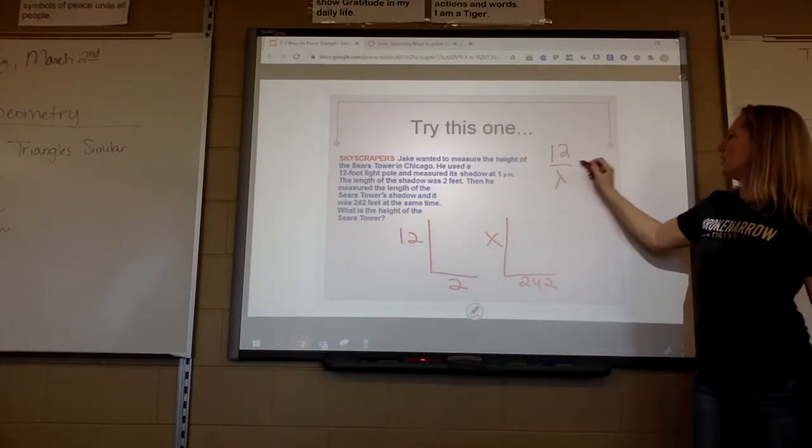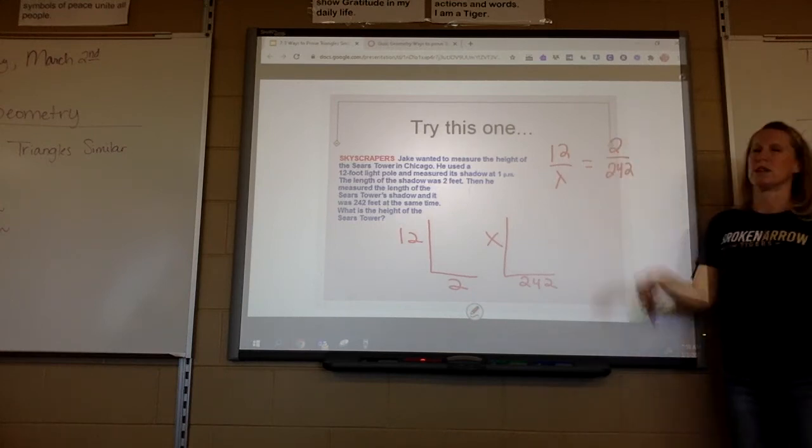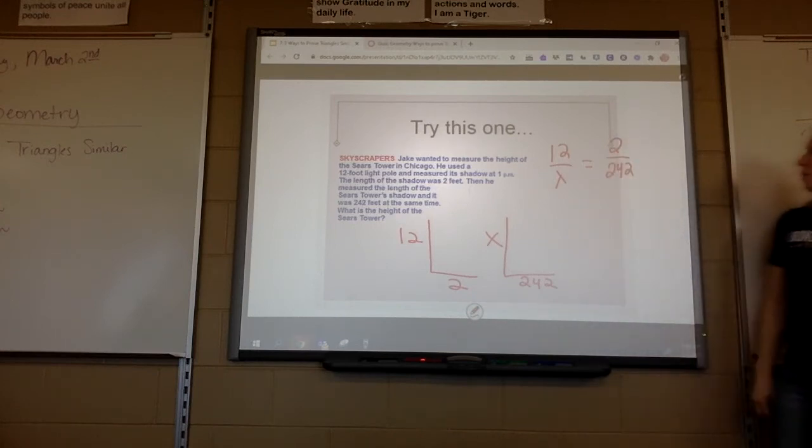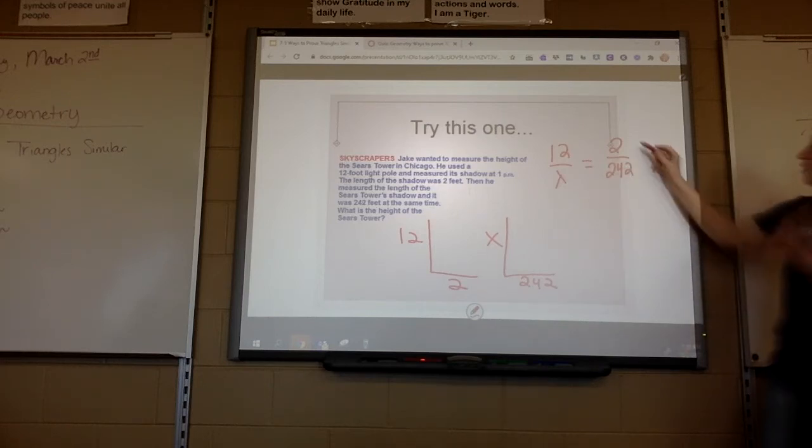12 over 2 equals x over 242. And if you wanted to reduce that, you could. But you cross multiply. I'm curious, though, to know if this is accurate, like if the Sears Tower is really as tall as... Let's solve it.